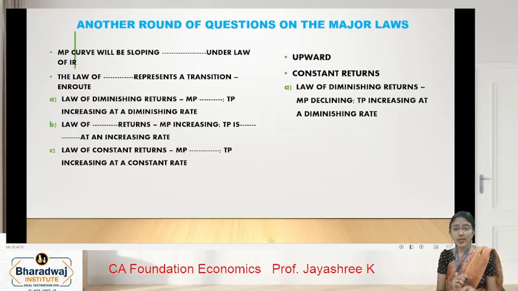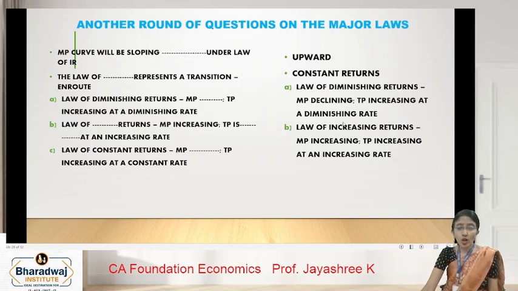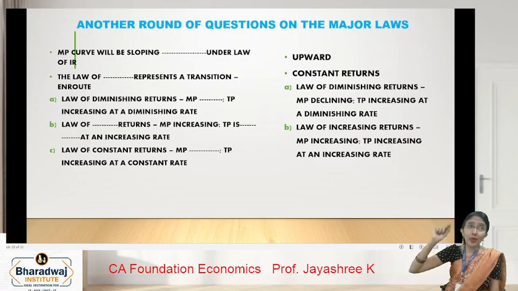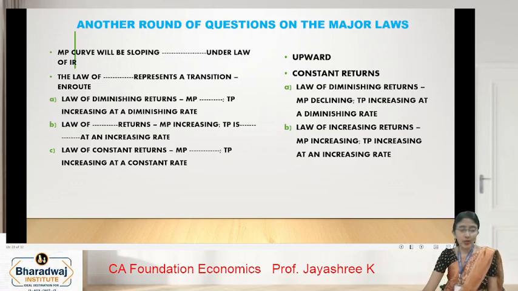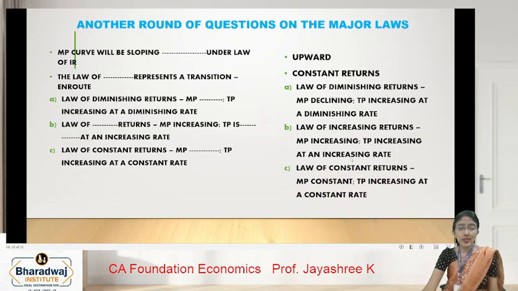Third one, look at it. Law of diminishing returns. MP will be declining. At that time, TP is increasing at a diminishing rate. Did you get this correct? Yes? Okay. Then the next one, and note, TP is not diminishing. So MP is declining, TP is increasing at a diminishing rate. In the next case, law of increasing returns. What happens? MP will be increasing, at that time TP will be increasing at an increasing rate. Now law of constant returns, MP is constant and TP is increasing at a constant rate.